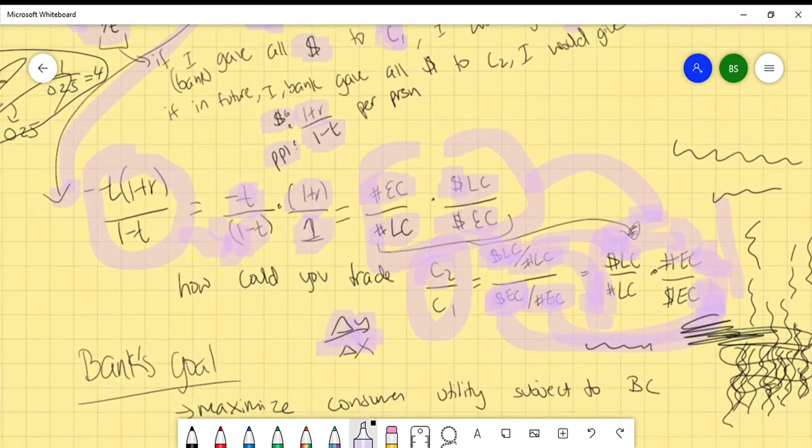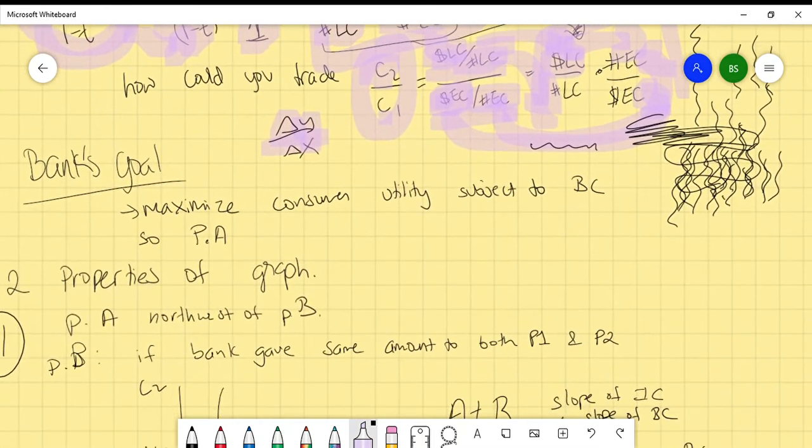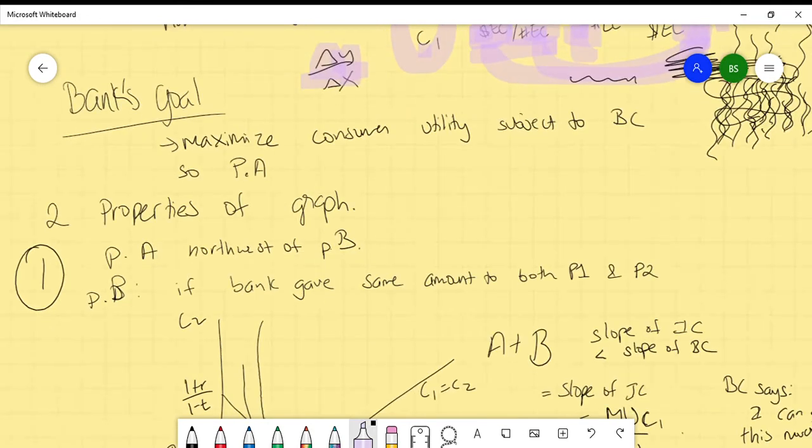It's just C2 divided by C1. What is C2 and what does C1 mean? Then rearrange it and substitute the proper letters for the dollars and the numbers, and then rearrange to get this thing. But yeah, okay. So first of all, the bank's goal is going to be to maximize the consumer utility subject to the budget constraint. So this is the whole budget constraint and utility stuff.